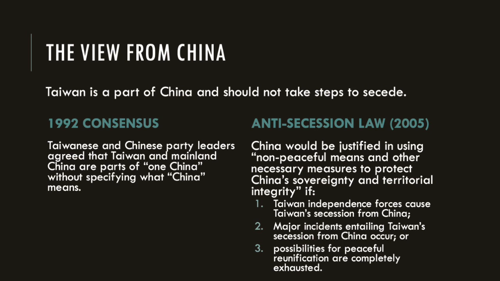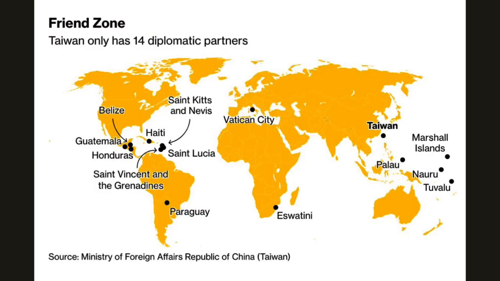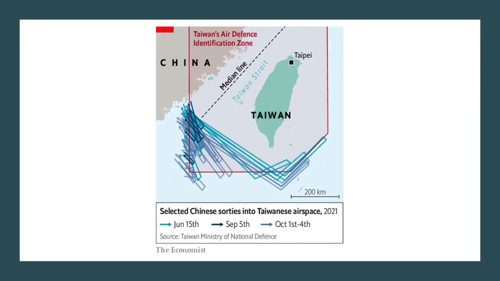The PRC's red lines on Taiwan are clear. The anti-secession law, adopted in 2005, sets 3 conditions that would justify China using non-peaceful means to guarantee its sovereignty. First, formal secession from China. Second, major incidents that are equivalent to secession. Or third, any possibility for peaceful reunification is exhausted. So as part of its policy, China actively opposes Taiwan's membership in international organizations and formal diplomatic relations with Taiwan. It has also recently increased military overflights of airspace claimed by Taiwan.